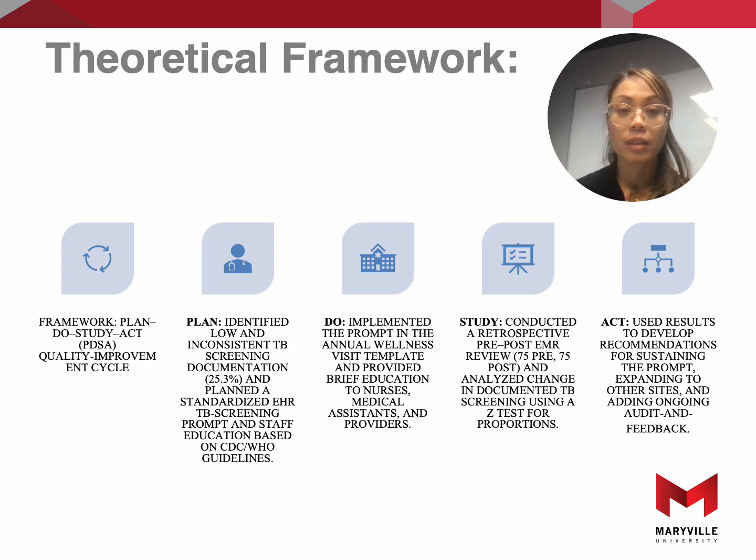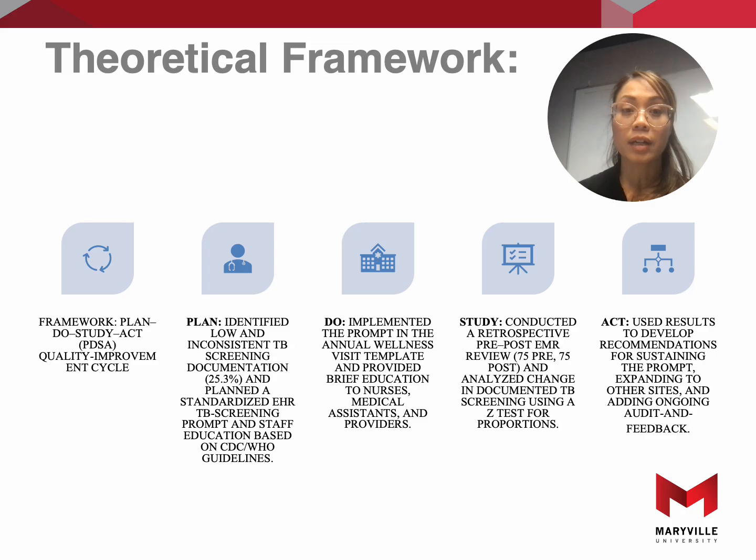Theoretical framework. This project was guided by the Plan Do Study Act, or PDSA, Quality Improvement Framework. In the plan phase, we defined the problem, low and inconsistent TB screening documentation, and designed an intervention, a standardized TB screening prompt in the electronic health record, plus brief staff education aligned with CDC and the World Health Organization guidelines. In the do phase, I implemented the prompt within the annual wellness visit workflow.